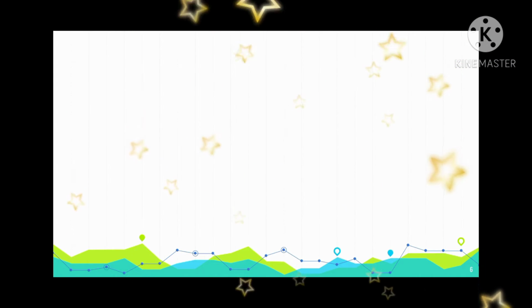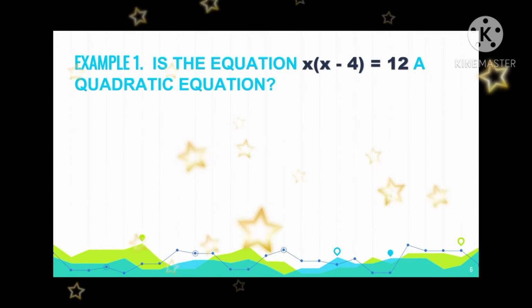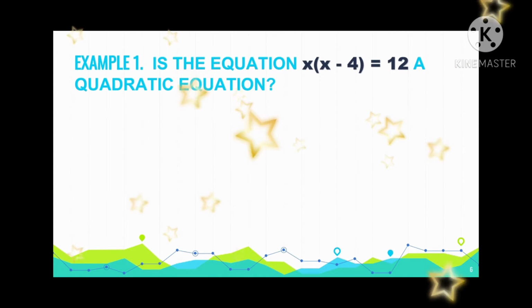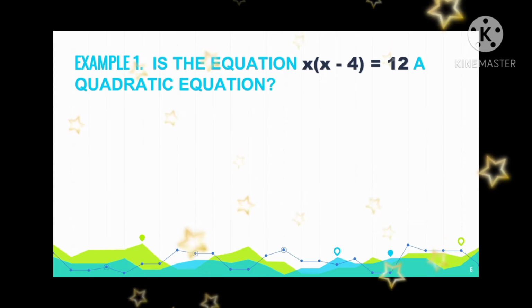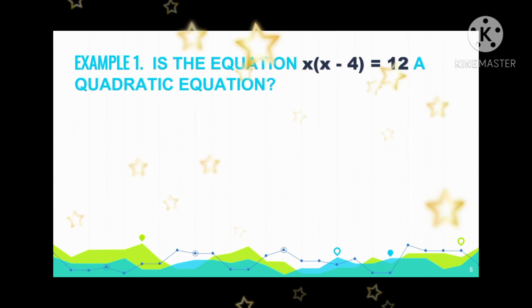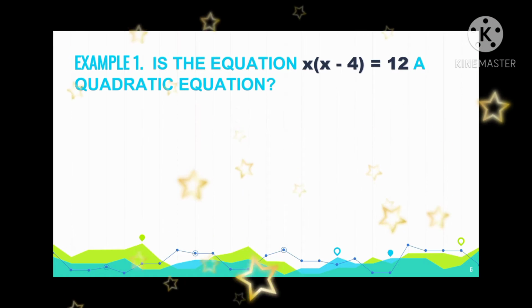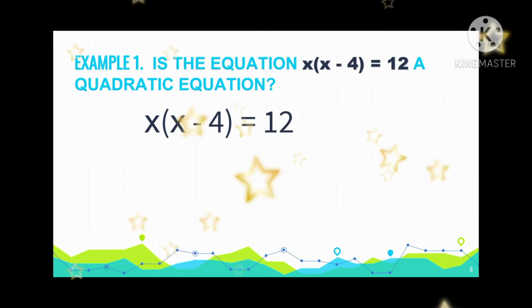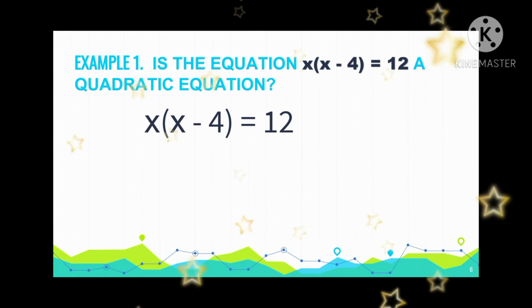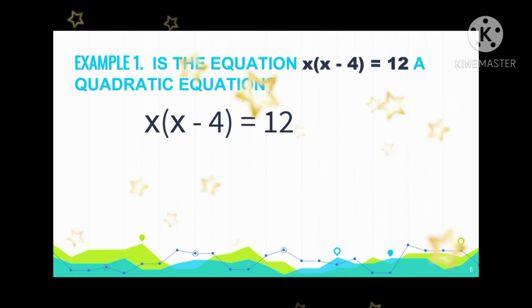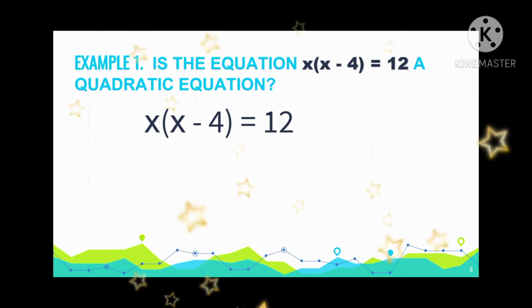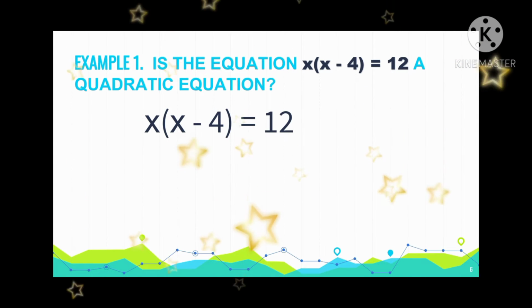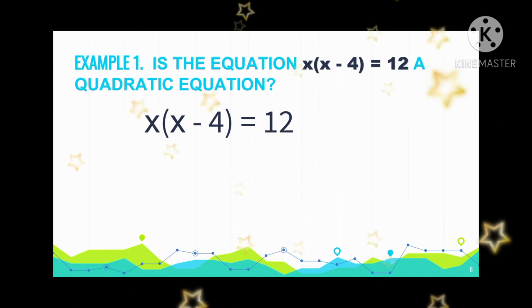Now, let us start solving or identifying if the given equation is quadratic or not. So, example number 1 is the equation x quantity x minus 4 equal to 12 a quadratic equation? Let's see. The equation is x multiplied by x minus 4 equal to 12. So, ang gagawin lang natin dito to remove the grouping symbol is to use the distributive property of multiplication.